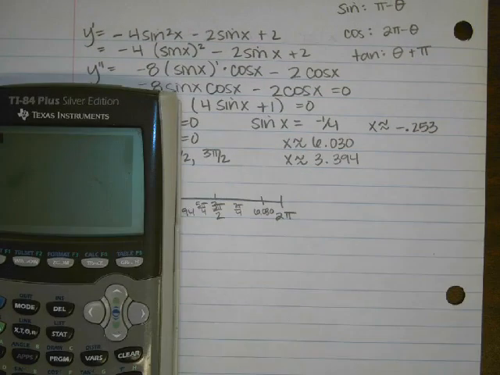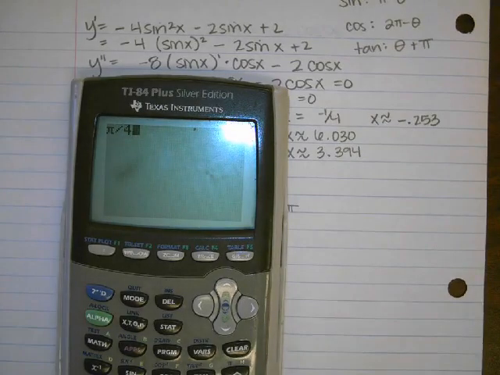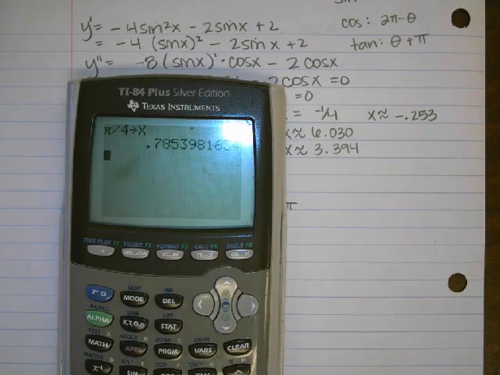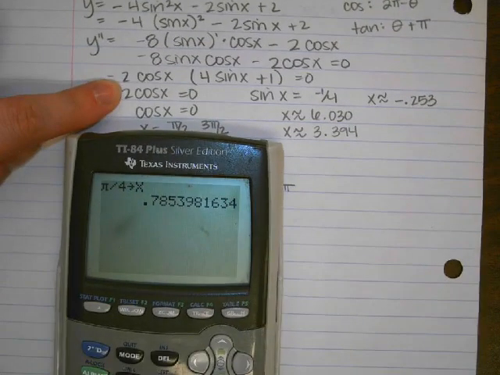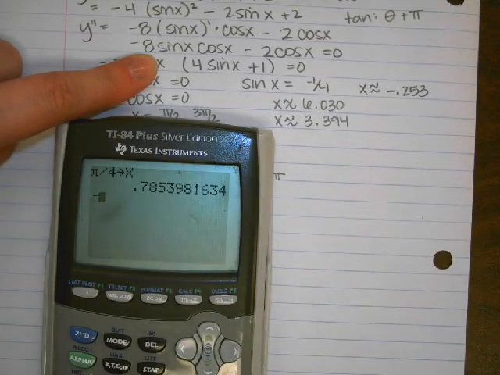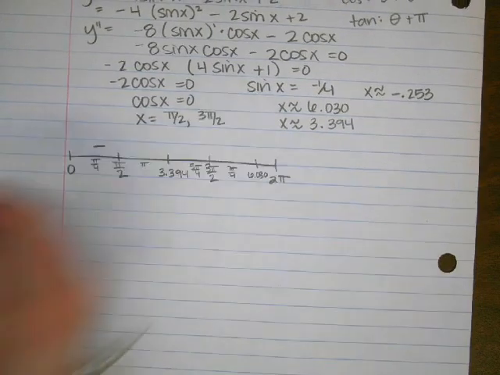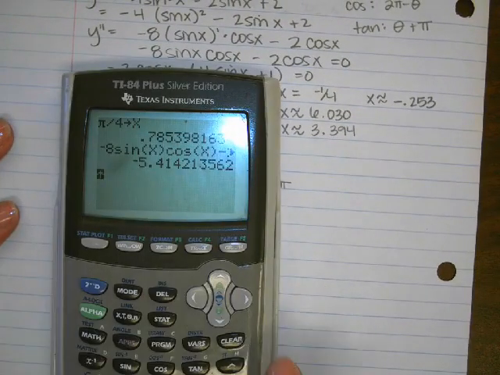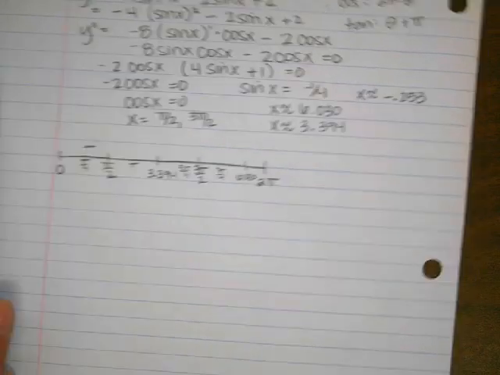Okay, so what I'm going to do is store the number that I'm plugging in for x into my calculator. So I'm going to say pi fourths is stored as x. And then I'm just going to plug it in to this derivative. I have 8 sine x cos x minus 2 cos x. So that's definitely negative. Then I'm going to take pi and store that as x. And then I'll plug this in again. It's positive.